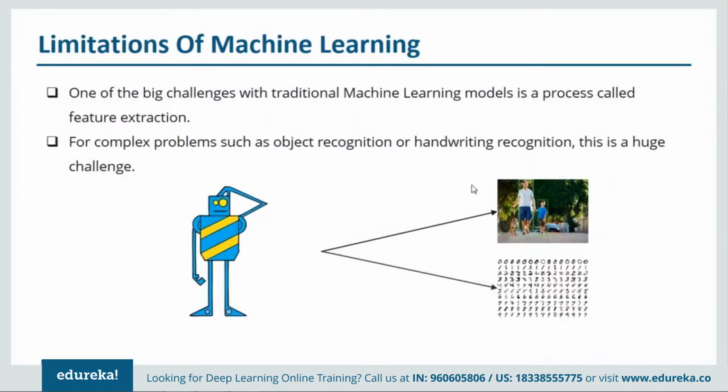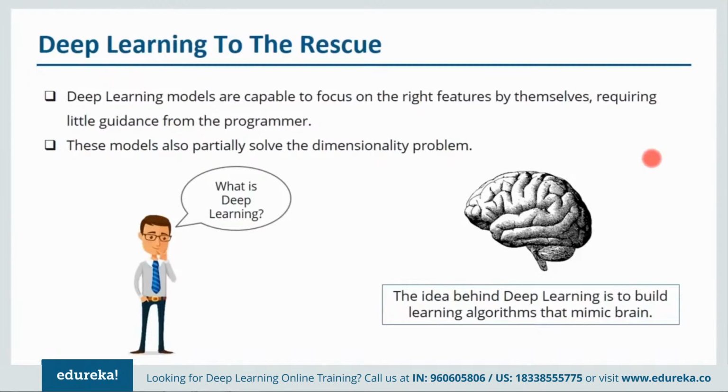Now obviously we have a limitation, and it won't be fair if I don't give you the solution to this particular problem. So we'll move forward and understand how deep learning solves these kinds of problems. As you can see on the first line of your slide, deep learning models are capable of focusing on the right features by themselves, requiring little guidance from the programmer. With that little guidance, these deep learning models can generate the features on which the outcome will depend. At the same time, it also solves the dimensionality problem. If you have a very large number of inputs and outputs, you can make use of a deep learning algorithm.